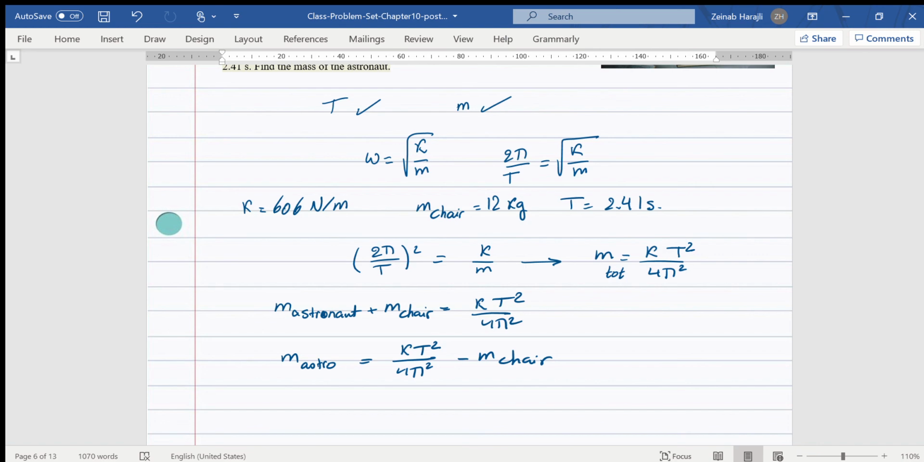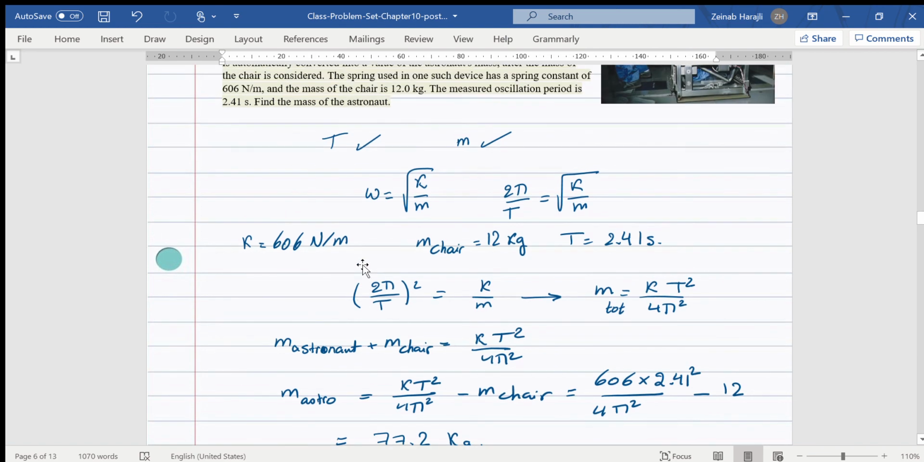Okay, so now we just have to substitute everything. k is 606, T is 2.41, this is squared, over 4π², minus the mass of the chair, which is 12. And if we solve this, we will get 77.2 kilograms. This is the mass of the astronaut as measured by this chair.